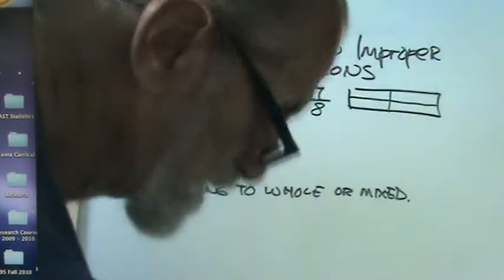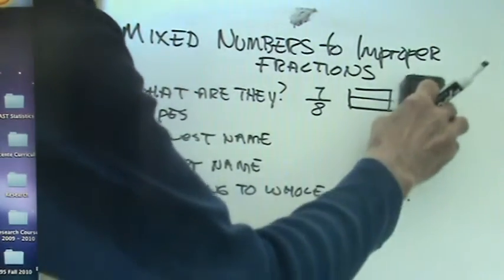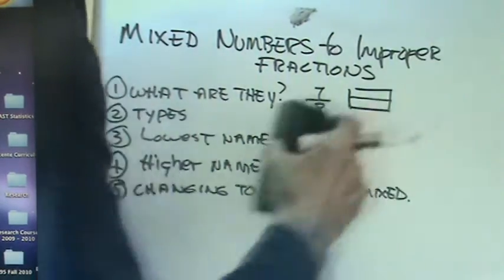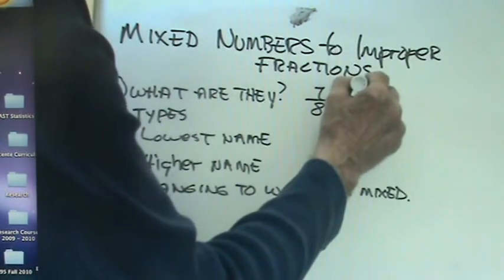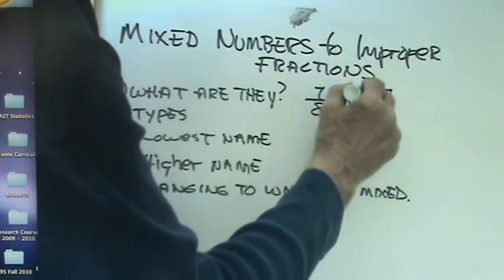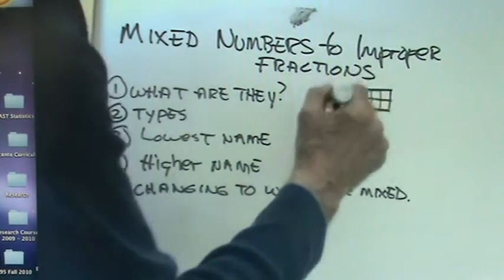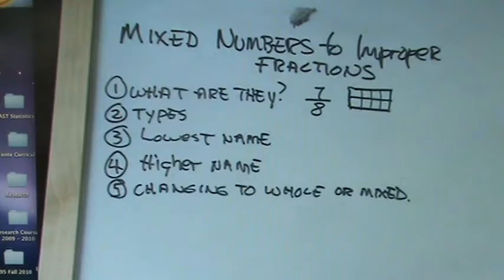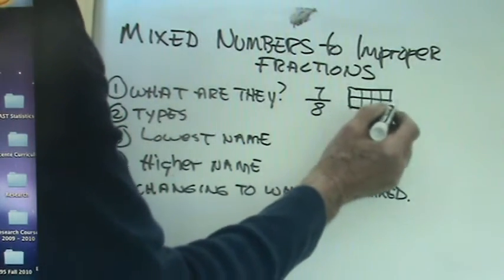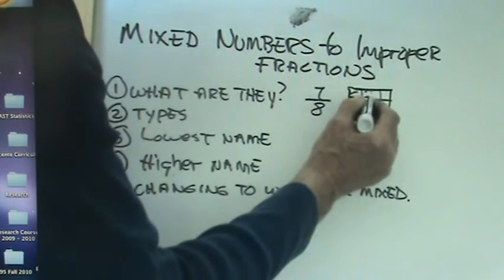Oops, no good. If I could do it like this, I guess. Okay, sorry about that. So 8 pieces in the whole, and here we're interested in 7 of them.